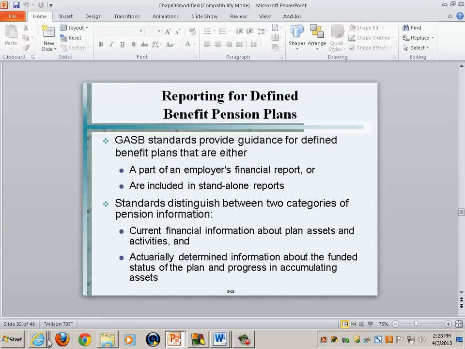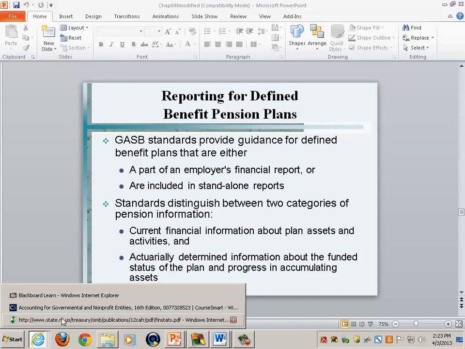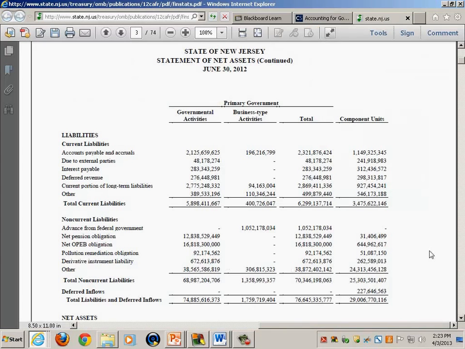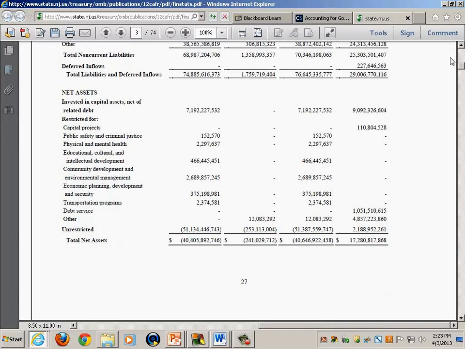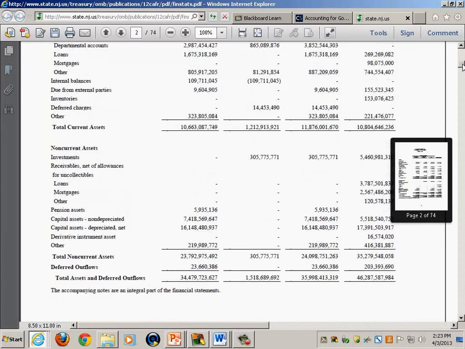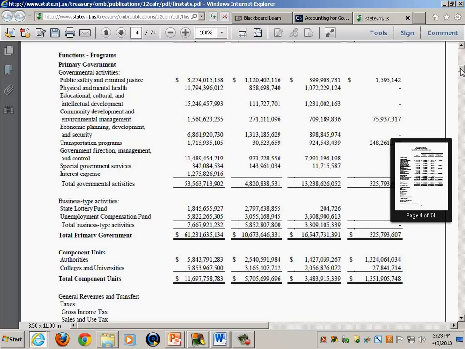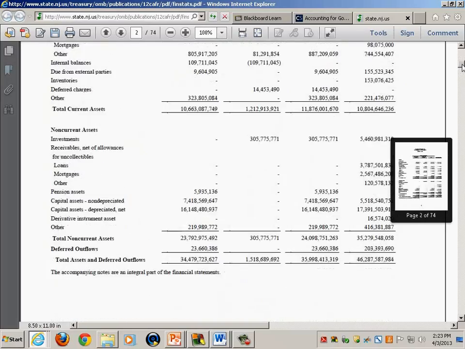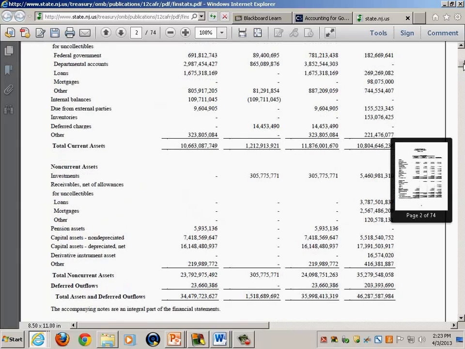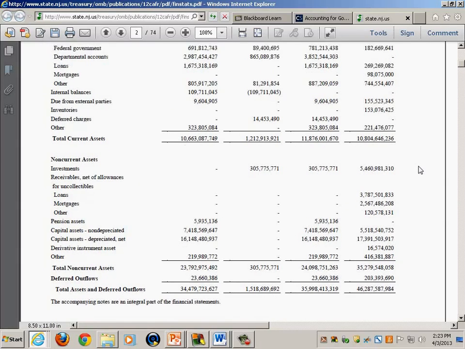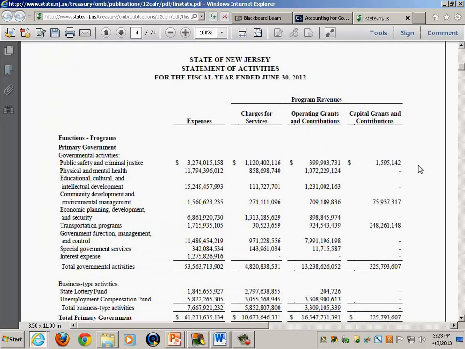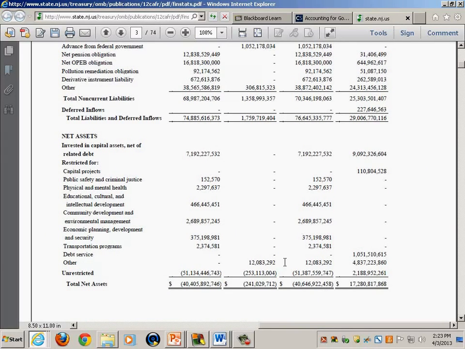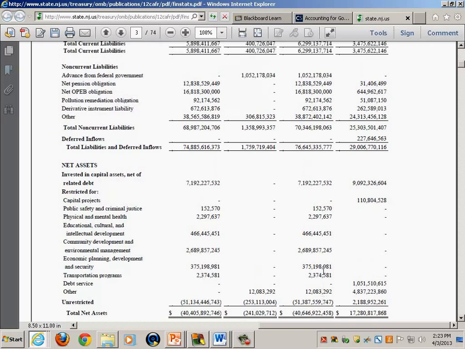What I want to do now is give you an example. This is from the statement of net position. See this figure here? I don't know if you can read this.